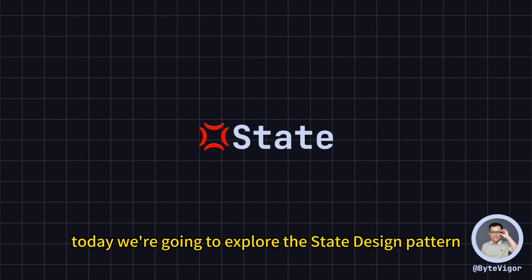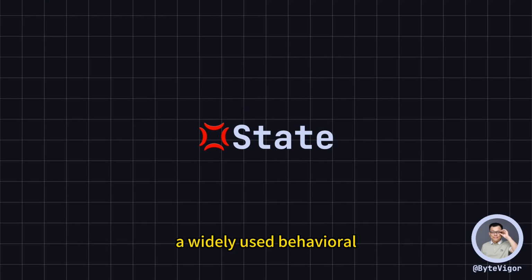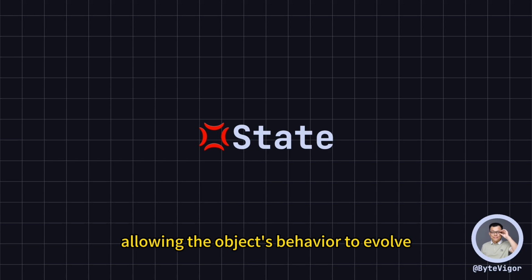Today, we're going to explore the state design pattern, a widely used behavioral design pattern in software development. The core idea of this pattern is to change the behavior of an object based on its state, allowing the object's behavior to evolve as its state changes.